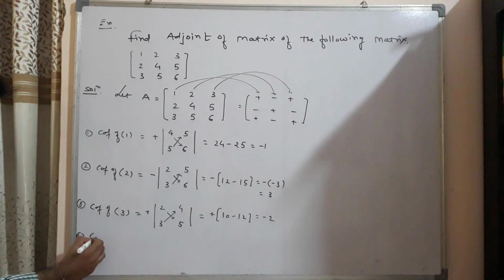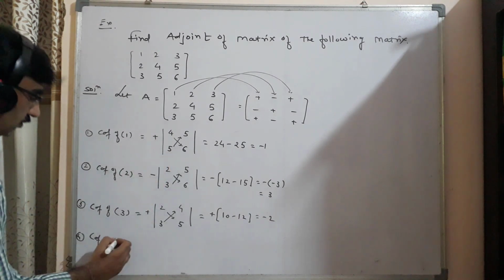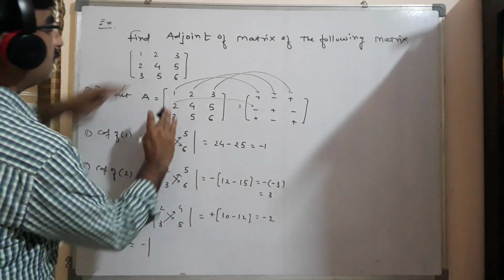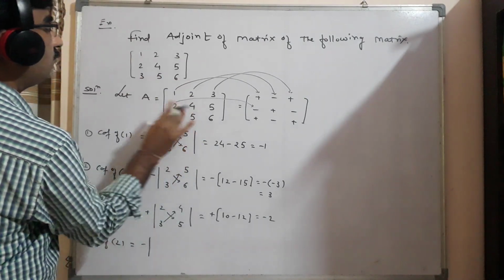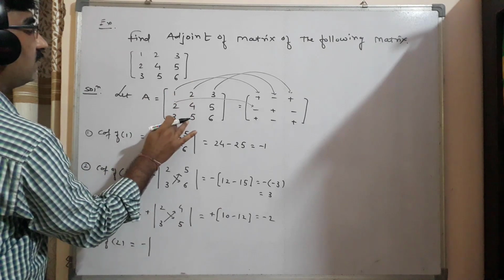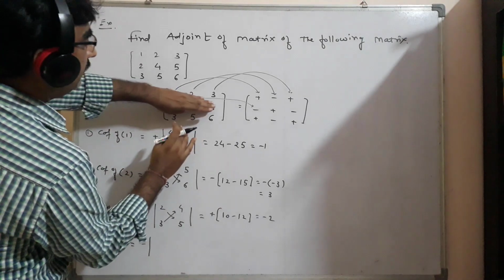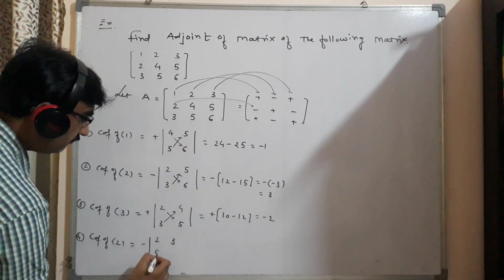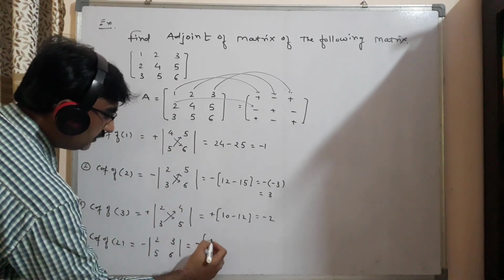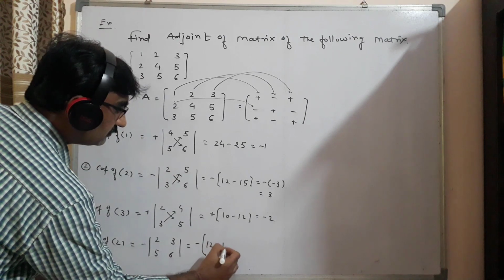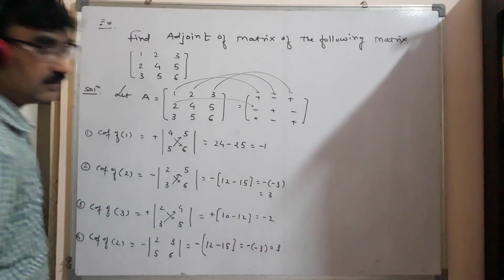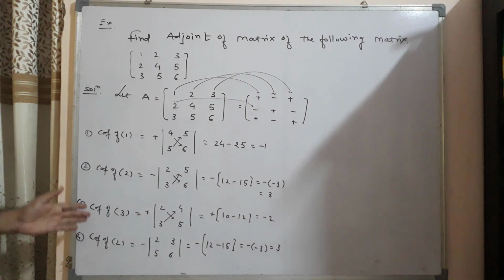Now 4. Cofactor of 2 again. This number. So the sign is minus. Drop this row. Now this is coming in the second row and in the first column, therefore this and this. So what is the remaining element? 2, 3, 5, 6. So here we get 12 minus 15, minus of minus 3, that is 3. So in such a way we find out the cofactor of 1, 2, 3, 4.